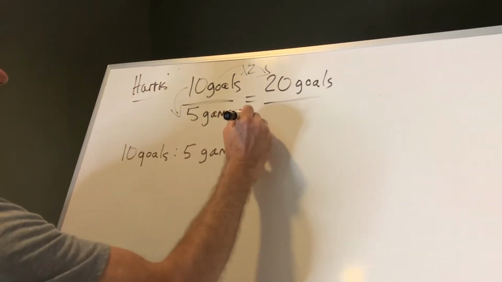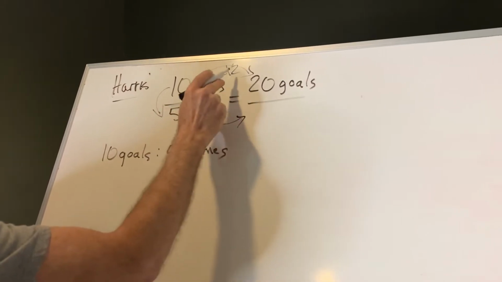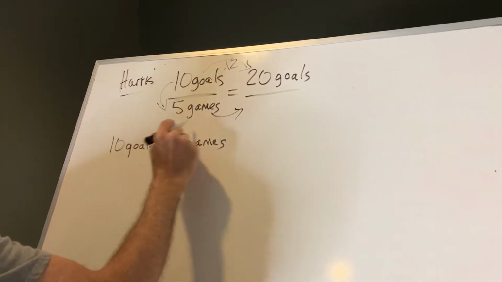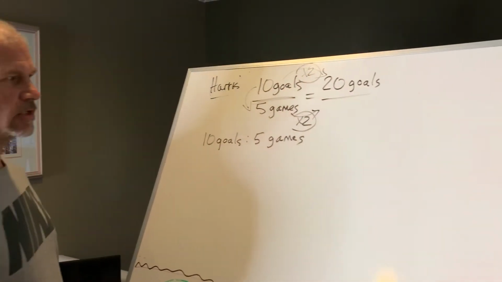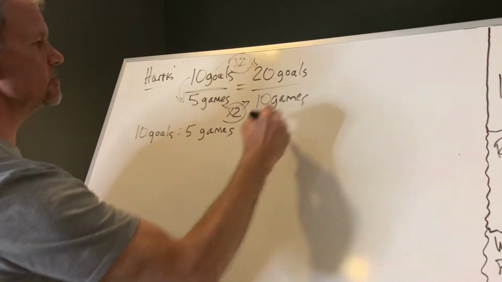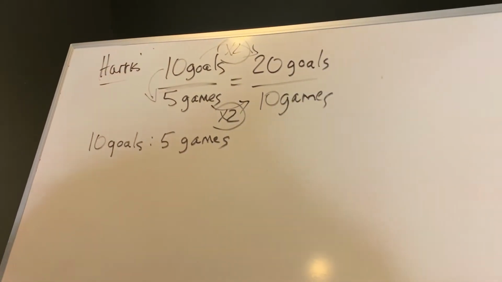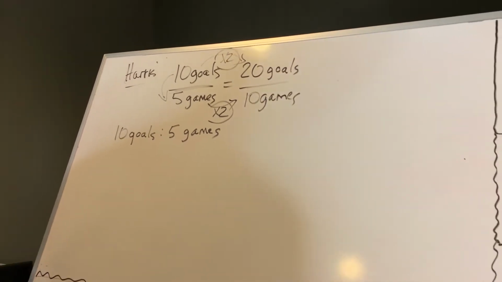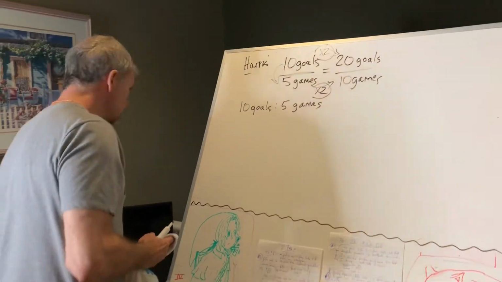So I'd say, okay, well, if Harris gets 20 goals, it's going to take him twice as long. So 5 games becomes times 2, the same multiplier, the same scale factor. 10 games, right? So it's going to take him 10 games to get his same rate of scoring if he's consistent. I don't know if Harris scores that many goals, but maybe he does.